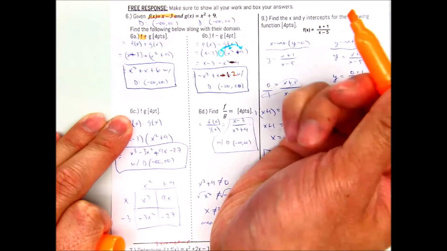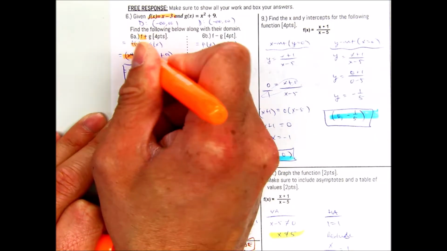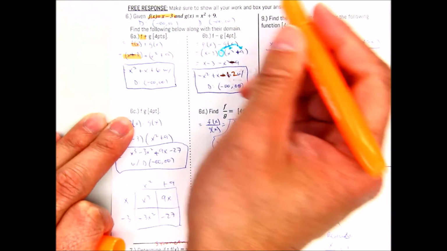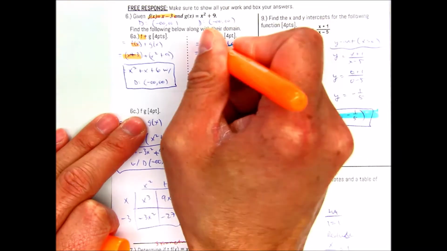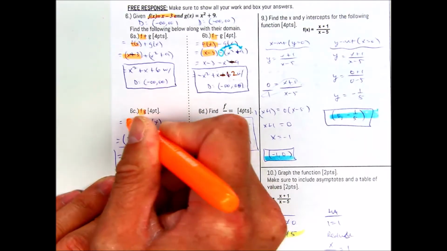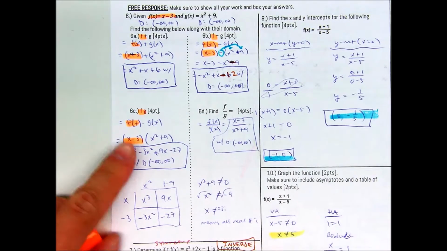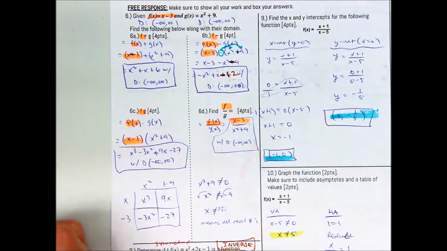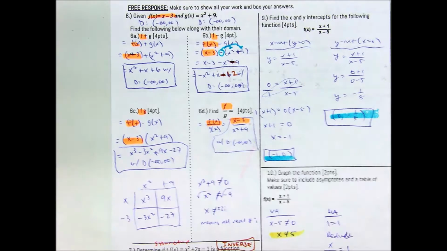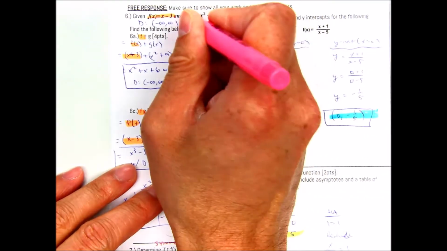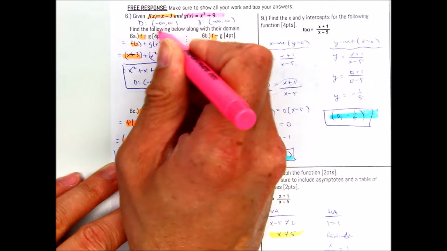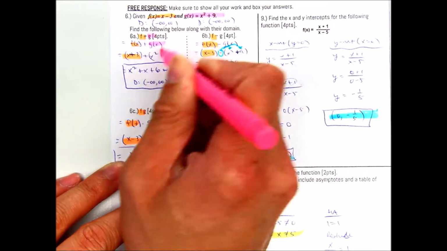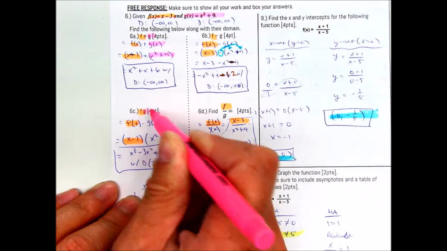F of x, x minus 3. And you should be doing your substitutions there. You can see in parentheses. And then every time we see g of x, we're going to write x squared plus 9. G, x squared plus 9.